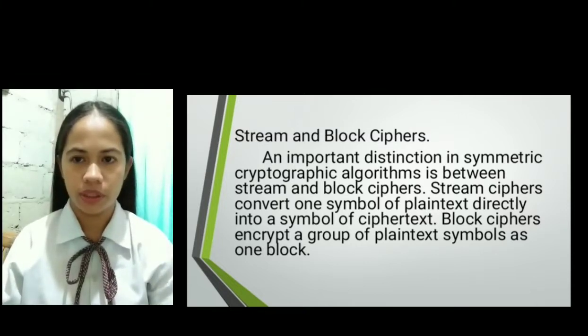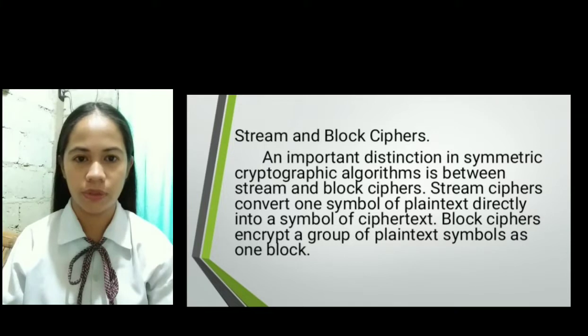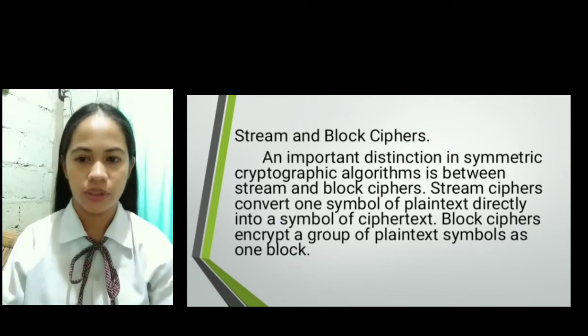Stream and block ciphers. An important distinction in symmetric cryptographic algorithms is between stream and block ciphers. Stream ciphers convert one symbol of plaintext directly into a symbol of ciphertext. Block ciphers encrypt a group of plaintext symbols as one block. A block cipher breaks down plaintext messages into fixed-size blocks before converting them into ciphertext using a key. A stream cipher, on the other hand, breaks a plaintext message down into single bits, which then are converted individually into ciphertext using key bits.